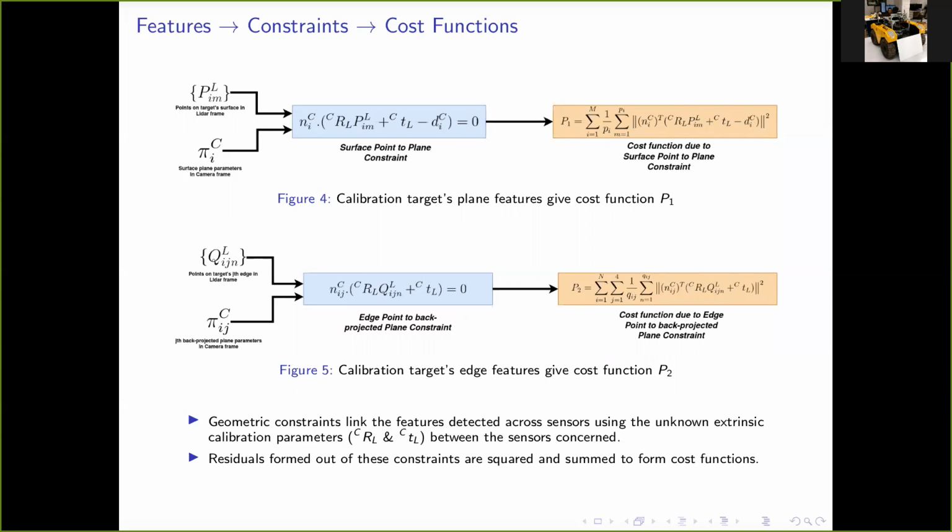As shown in figure 4, the planar points detected in LIDAR and the corresponding plane pi ci in camera form the surface point to plane constraint. A constraint in the language of optimization can also be called a residual. When the residual for all the points and plane pairs are squared and added over all the observations, we obtain the cost function P1. In a very similar manner, the edge points detected in LIDAR and the corresponding back projected plane pi Cij in camera form the edge point to back projected plane constraint, which are used to form the cost function P2.